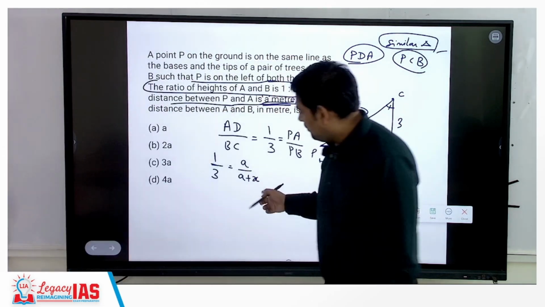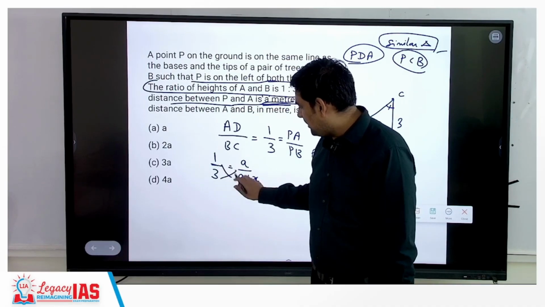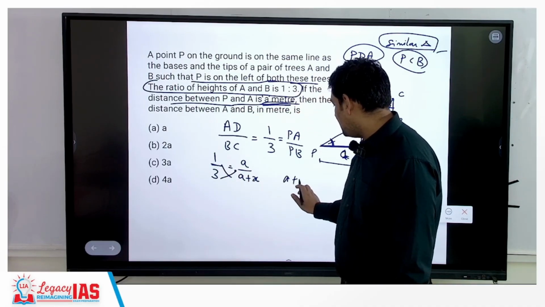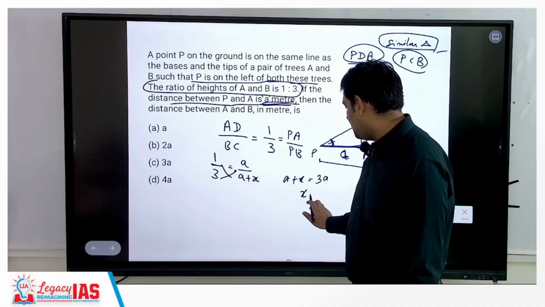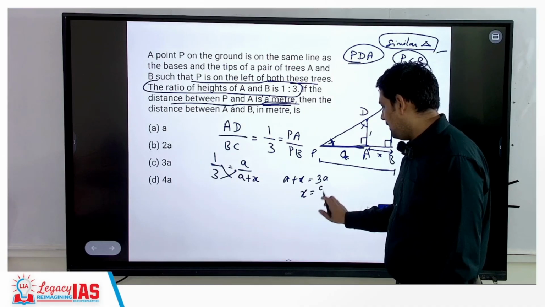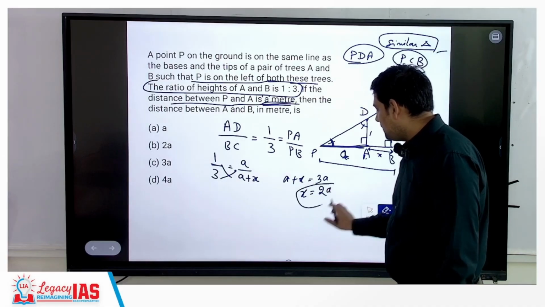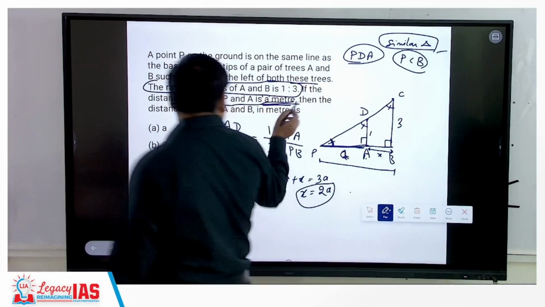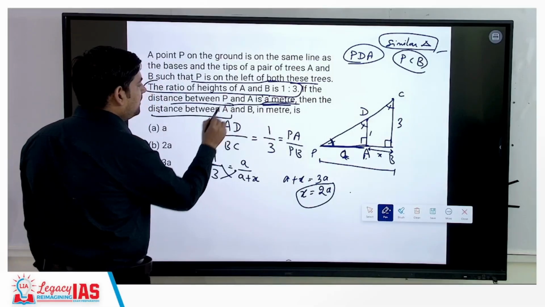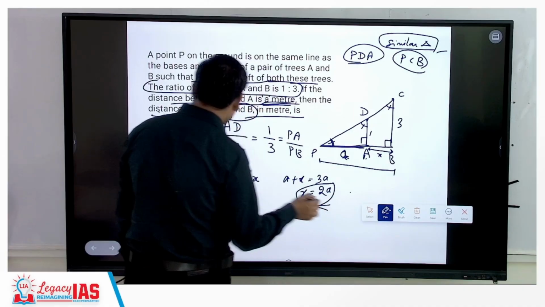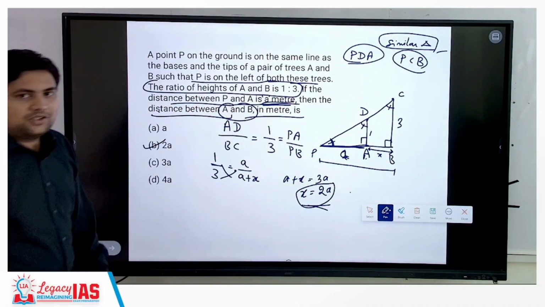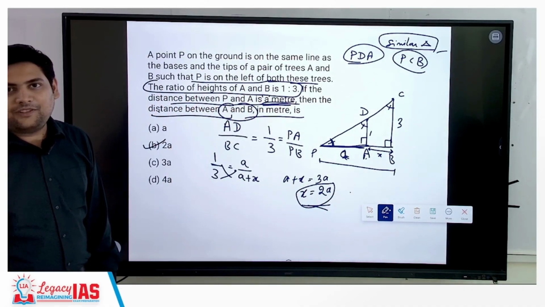Now what you do? You cross multiply them. What you get? You get A plus X is equal to 3A. X becomes 3A minus A, that is 2A. This is what you needed to find. What was asked? The distance between A and B in meters. So the distance between A and B is 2A. So your answer comes out to be 2A.